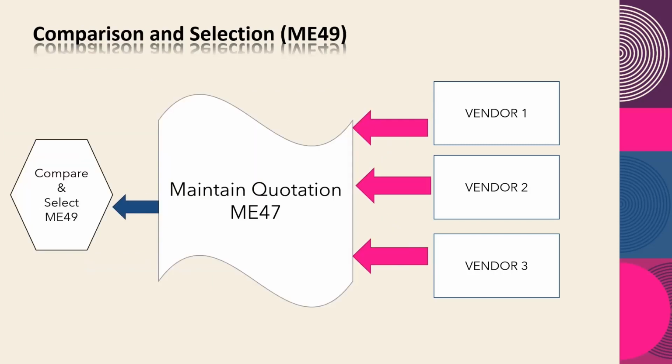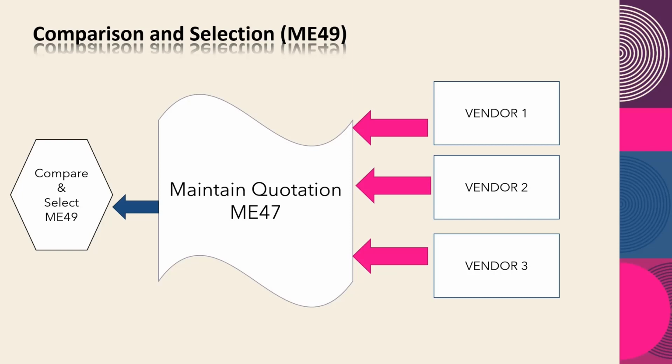Once we get the response from the vendors, we need to maintain the quotations. Whatever response we get from the vendors, through mail or through fax, whatever it is, we need to enter the response into SAP MM. The T code is ME47. For example, vendor 1 may give a discount and a freight condition. We need to enter it. Every vendor has different conditions, and we need to enter them.